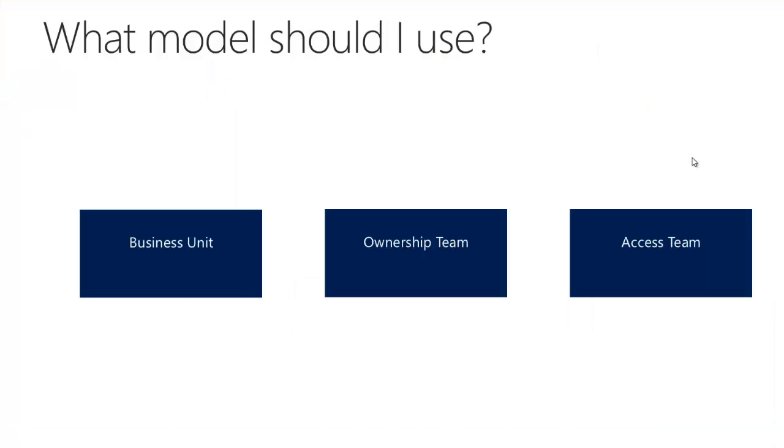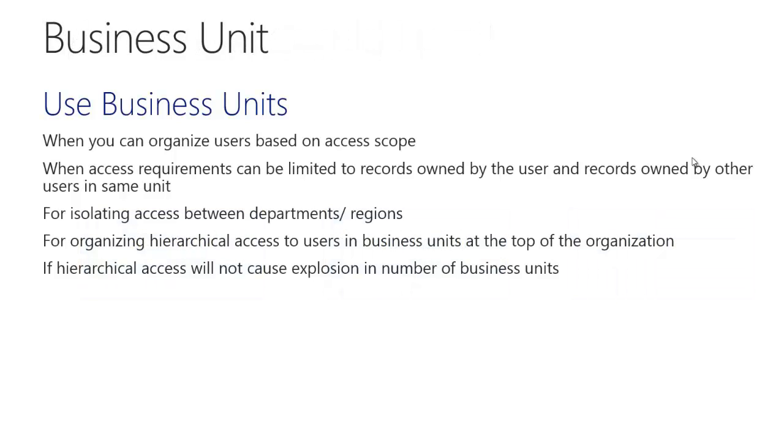Let's talk about the different security models that are now available in CRM 2013. So we have business units, and now we have teams of either ownership type and access team. Let's talk about business units first. So business units can be typically used to organize users based on access scope and the access requirements.